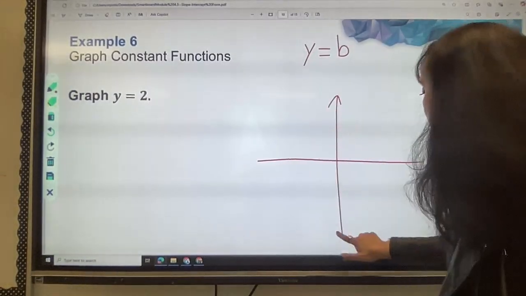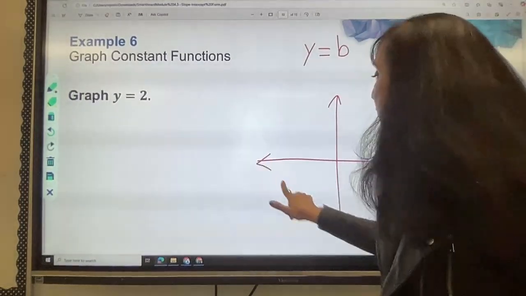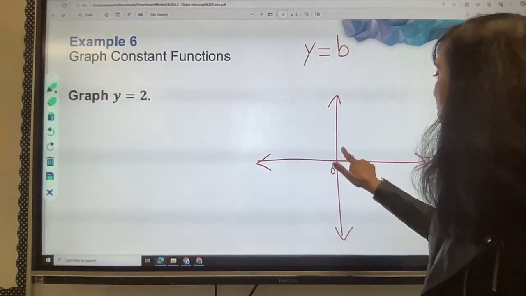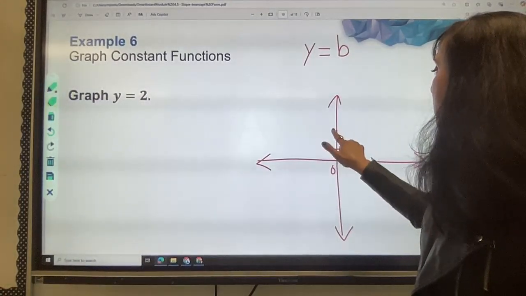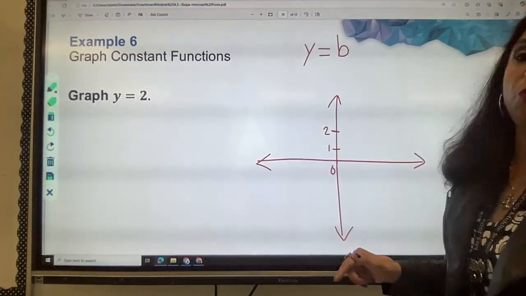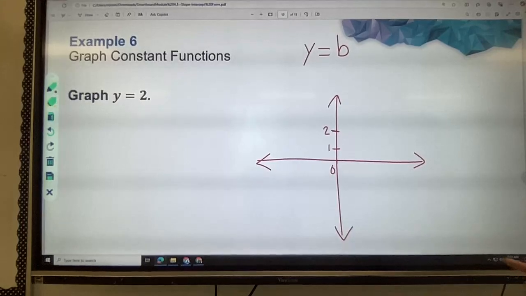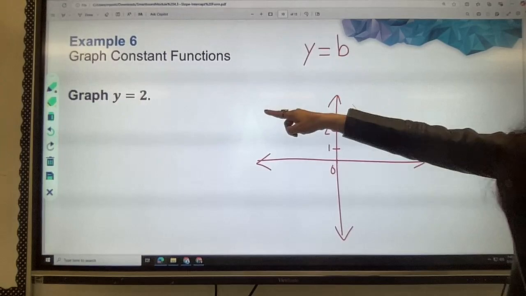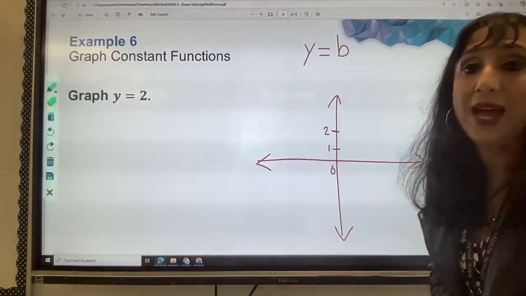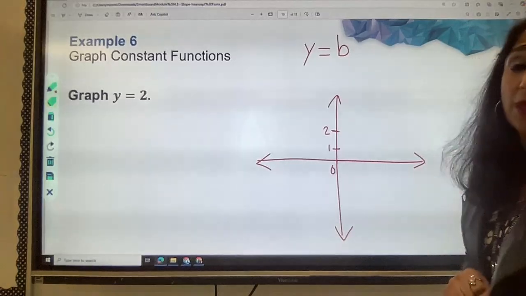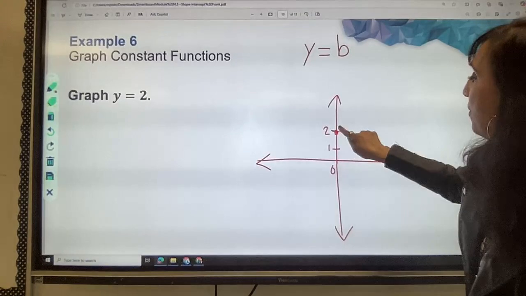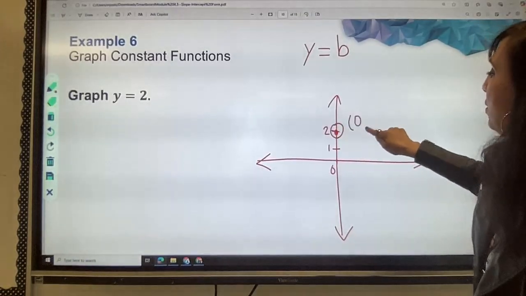Here's my coordinate graph, and this is my 0, this is 1, this is 2. So if y is equal to b, y is equal to 2, what is it saying? That my ordered pair, or the y-intercept, is here. My ordered pair is 0, 2.